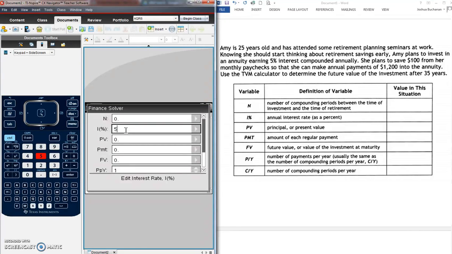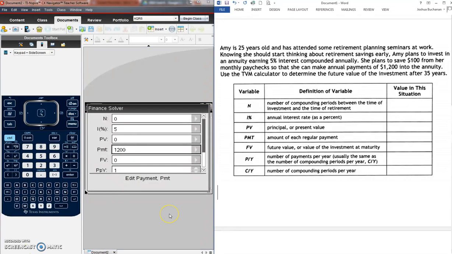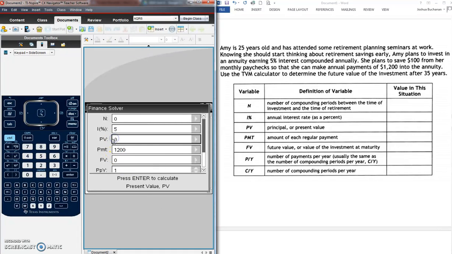She plans to save $100 from her monthly checks so she can make annual payments of $1,200. So we're making payments of $1,200. Now, the important thing to remember here is that present value and payment need to have the same sign. They both need to be positive or they both need to be negative. And remember, present value and future value, PV and FV, need to be opposite signs. So whatever sign the payment is, you're going to get the opposite sign for future value.